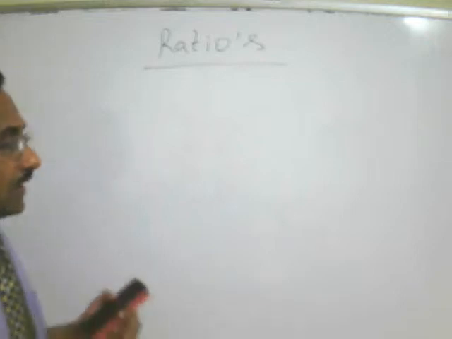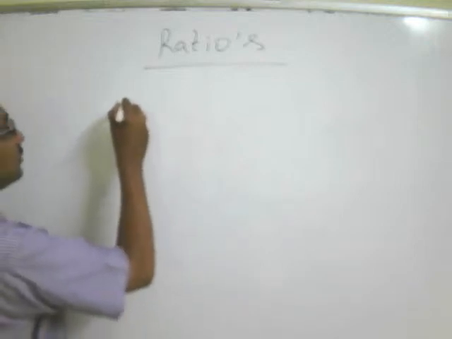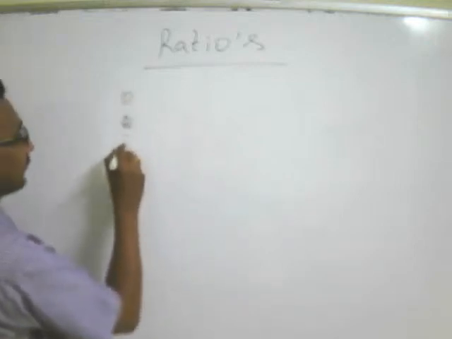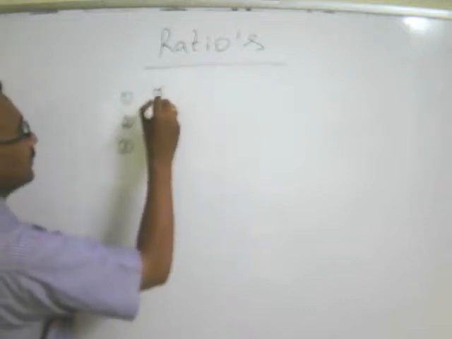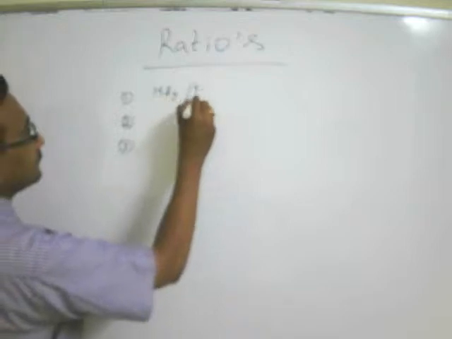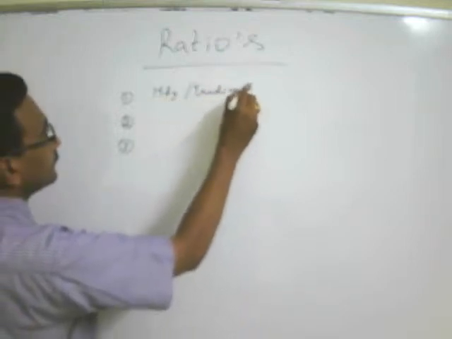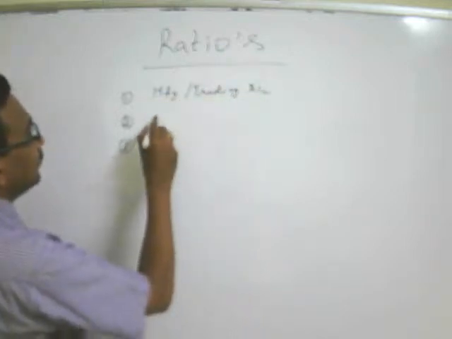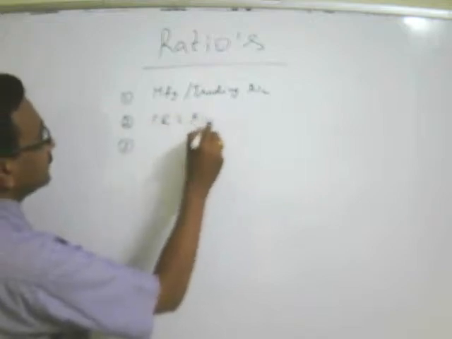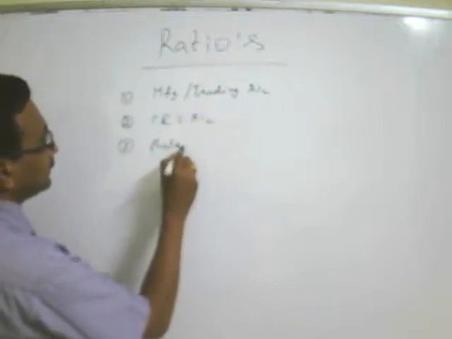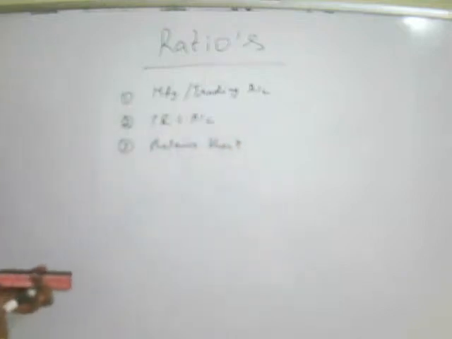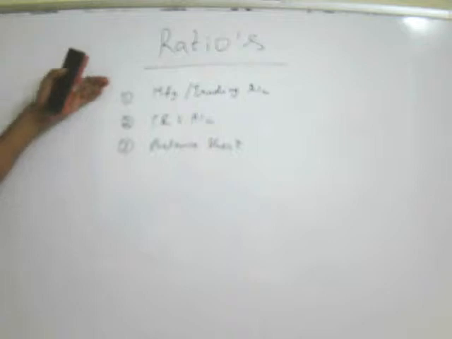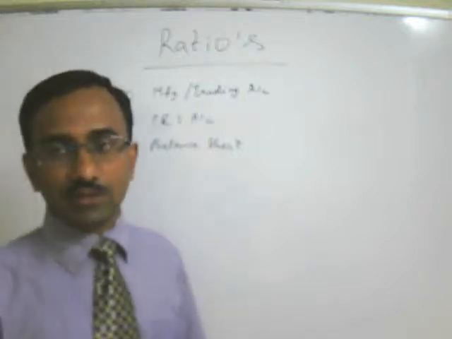Now we have seen that our financial statements contain three parts, that is the trading manufacturing account, P&L account, balance sheet. These are the three parts of our financial statements.